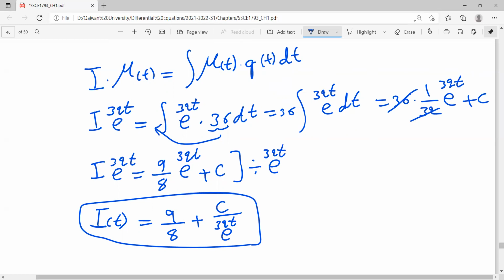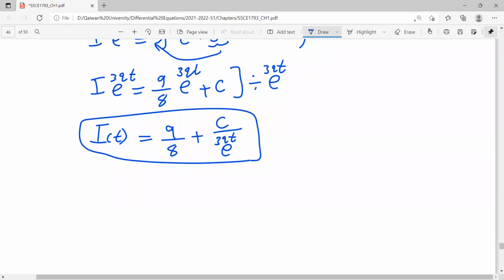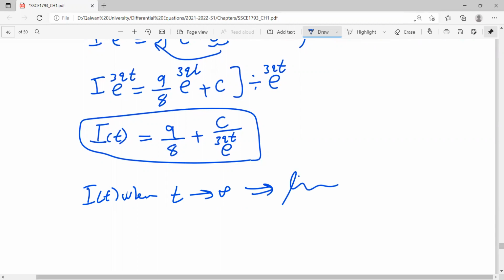So what's the current if t approaches infinity? We say I of t when t approaches infinity. We are going to take limits for the right-hand side when t approaches infinity. So we get the limit as t approaches infinity of 9 over 8 plus c over e to the power 32t. What if t tends to infinity? We get c over infinity because e is 2.71, which means e to the power infinity is still infinity. That means c over infinity, where c is a constant.